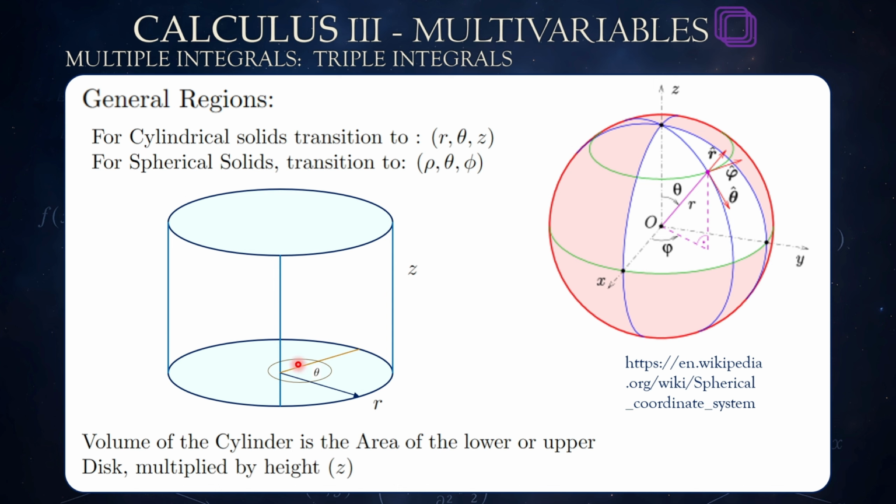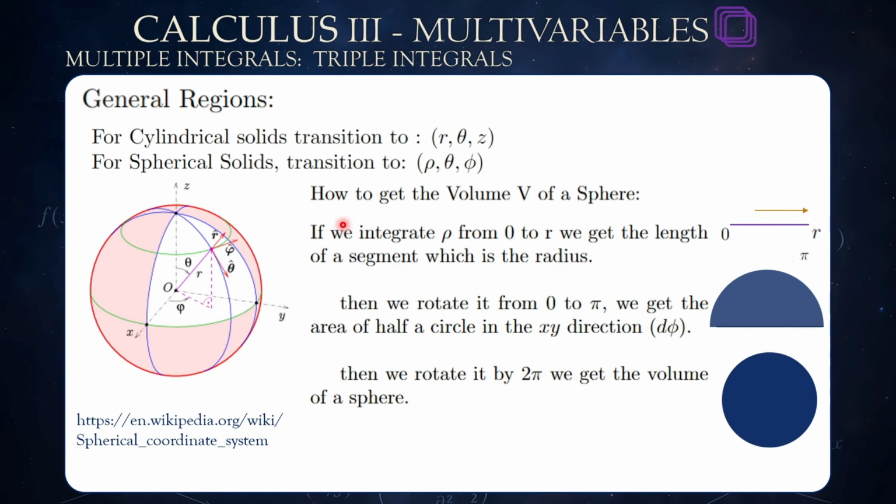The volume of the cylinder is the area of the lower or upper disk multiplied by the height z, but for a sphere it changes. So for spherical solids, we need to transition to ρ, θ, and φ. How to get the volume V of a sphere? If we integrate ρ from 0 to r, you get the length of the radius, which is the length of this segment. Then we rotate it with φ from 0 to π.